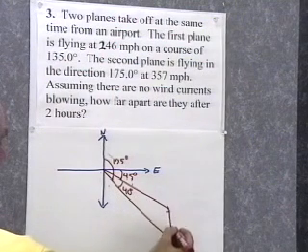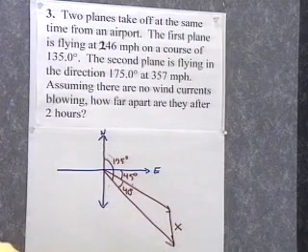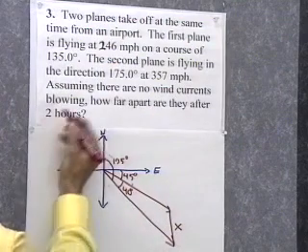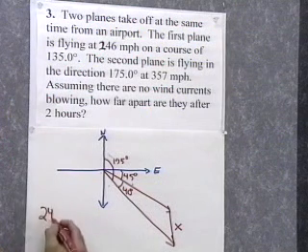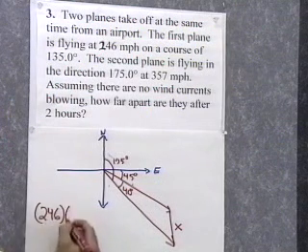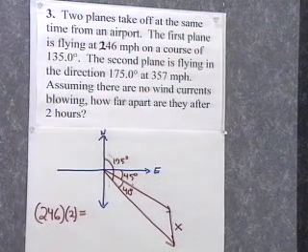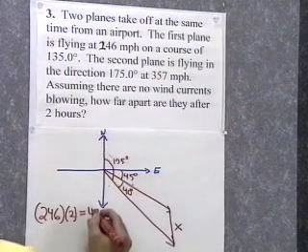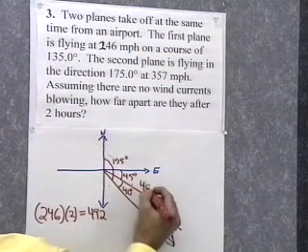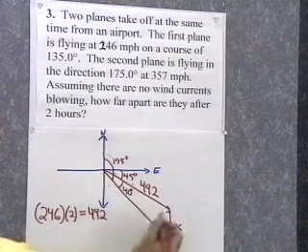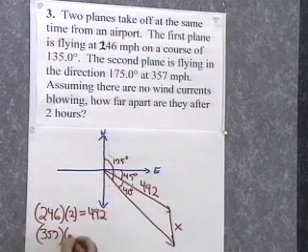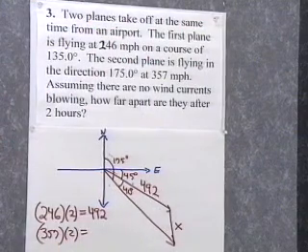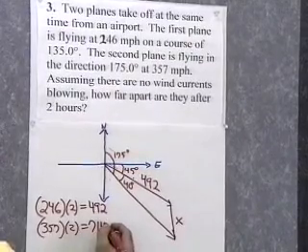Now I want to know how far apart these planes are. That is, what is that distance x after 2 hours? Well, my one plane is going 246 miles per hour, so 246 miles per hour times 2 hours, that's going to give me, I think, 492 miles this will have gone. So 492 for the length of this side right here. The other plane is going at 357 miles per hour times 2 hours. So that will have gone 714 miles.